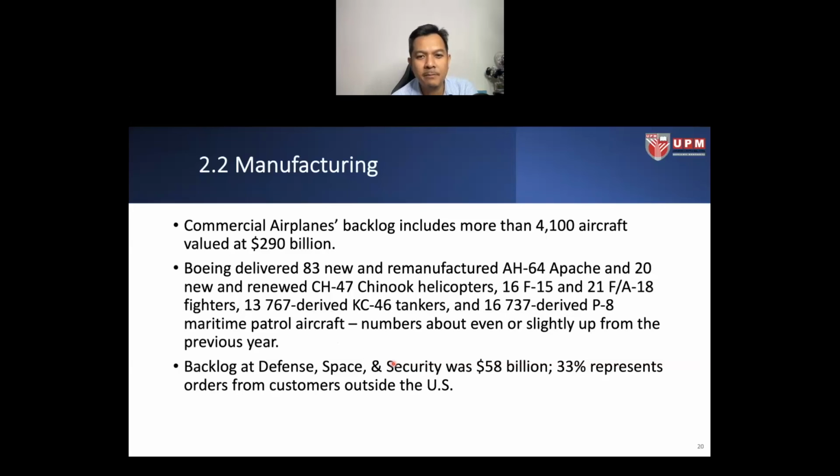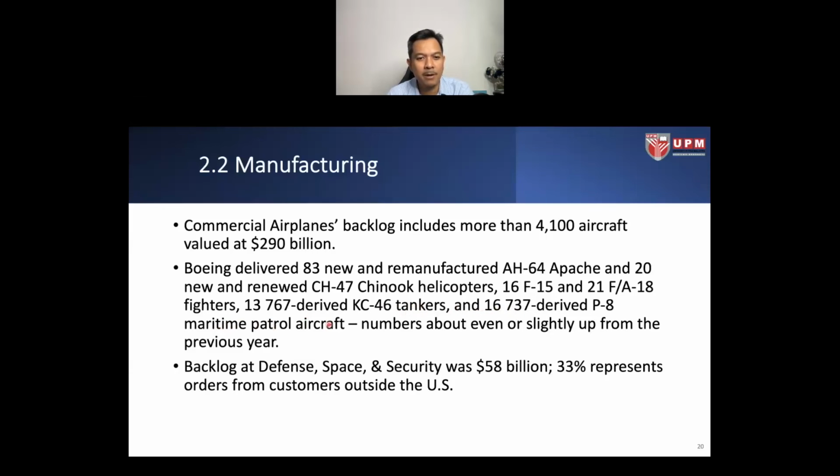The commercial airplanes backlog for Boeing includes more than 4,100 aircraft, valued at 290 billion US dollars. Boeing also delivered 83 new and remanufactured helicopters. These are other activities of Boeing: the Apache helicopter, and 20 new renewed Chinook helicopters, 16 F-15, 21 FA-18 fighters, 13 767-derived KC-46 tankers for air-to-air delivery and refueling, right?